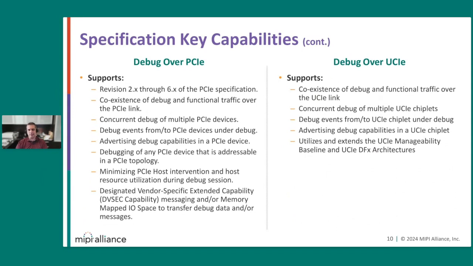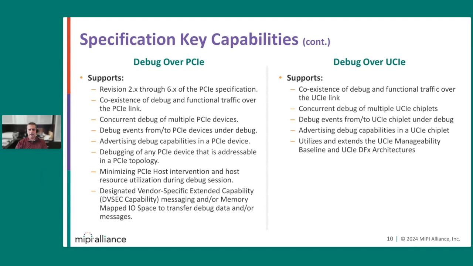These two here, Debug Over PCIe and UCIe, as I mentioned, are in progress. We are currently working through these. With Debug Over PCIe, we're really focused on the newer side of the specifications, 2 through 6. It's about using it with the non-debug traffic, and being able to handle multiple PCIe devices and such. We try to minimize the burden on the host.